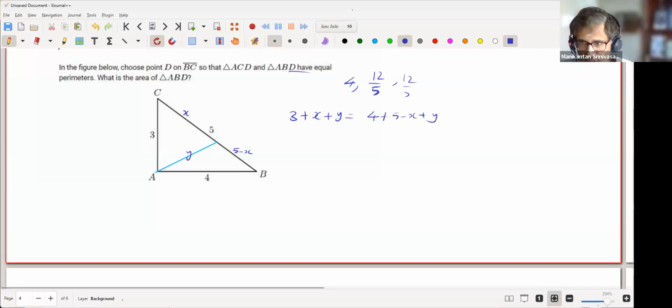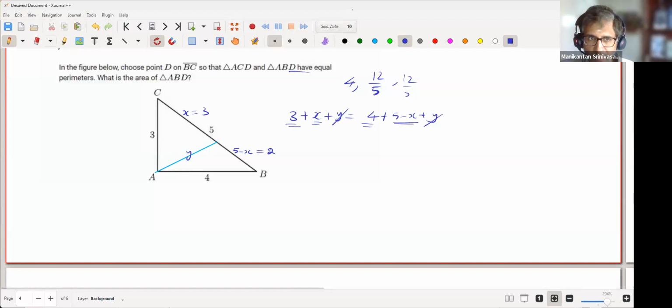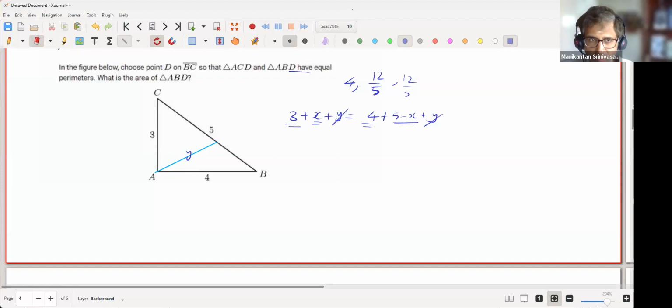The common portion I called y. Y will anyway cancel out. And 4 is 1 more than 3, and therefore 5 minus x should be 1 less than x. So whatever way you do, you can easily get that this is 3 and this is 2. That's what you also got, Snigdha. Since 3 and 4 differ by 1, compensating for it, this portion should be longer and this portion should be shorter. So this will be 3, this will be 2. Right, Snigdha?